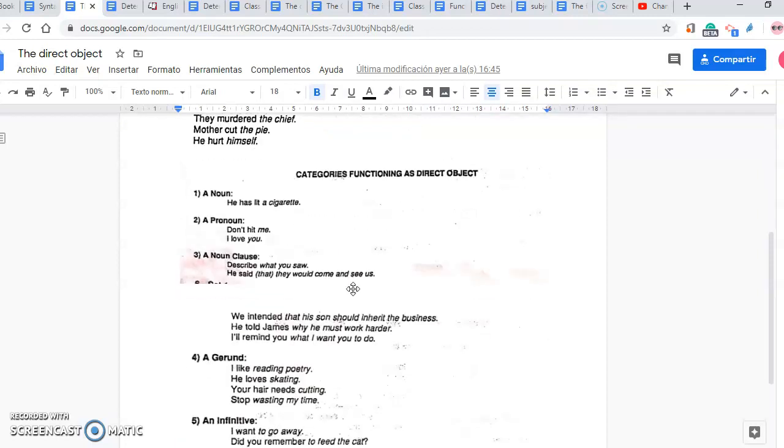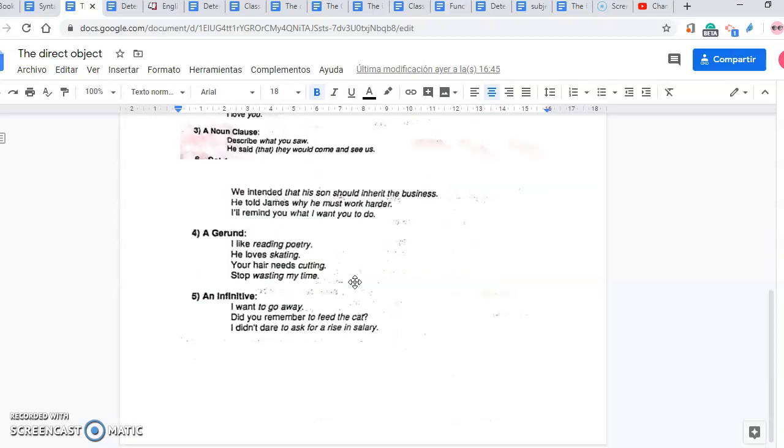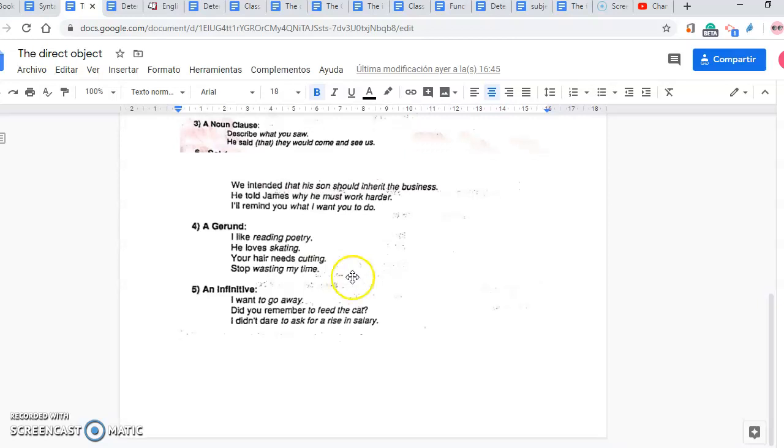Here you've got the categories that can be direct object. You don't know many of them, but anyway, it can be a noun, he has lit a cigarette. It can be a pronoun, I don't hit me. It can be a noun clause that we haven't seen yet. A gerund, and a gerund is the -ing form. Yes, I like reading poetry. Or an infinitive.